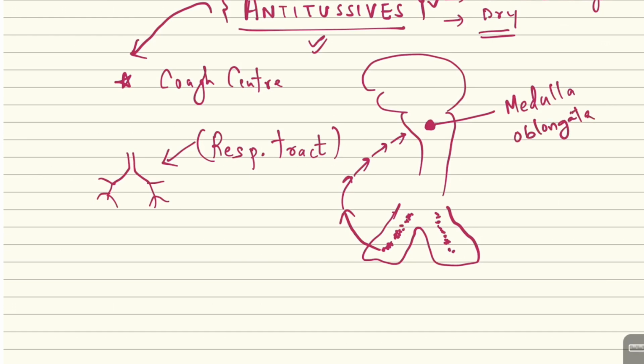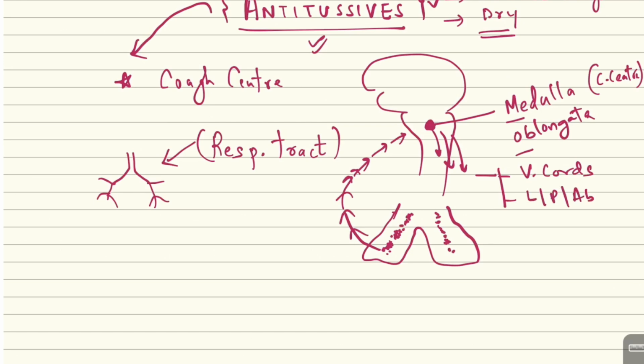Here is our cough center. So what happens when there is a lot of irritation and smoke particles are inhaled or a foreign particle goes to the respiratory tract, these impulses then go to the cough center in the medulla oblongata. And when these impulses stimulate this cough center, there is initiation of the cough reflex through various muscles that are stimulated by these impulses. The muscles of the vocal cords, the larynx, pharynx, and abdominal muscles are stimulated, all those muscles that work in a coordinated way to initiate the cough reflex.